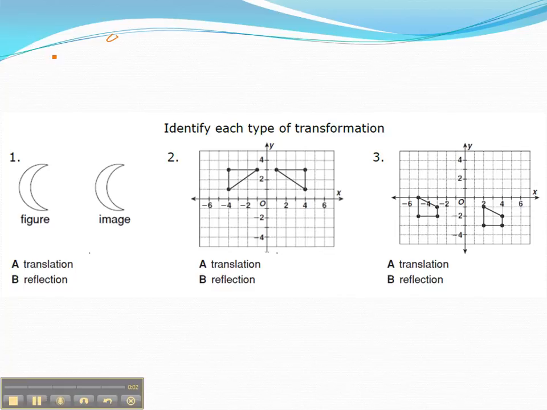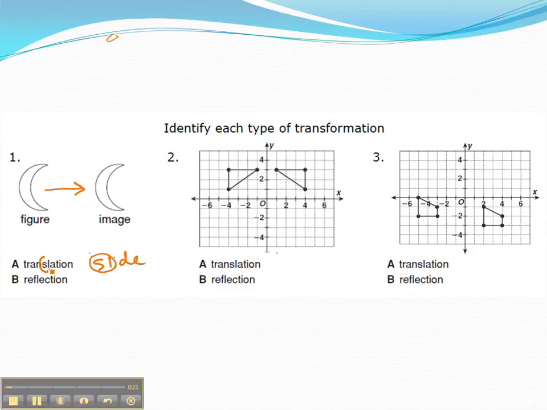Okay, this is the review for Thursday's geometry test. The first three problems are asking us to identify each type of transformation as either a translation or a reflection. Number one, the figure is being slid to the right. Remember, a translation is a slide.